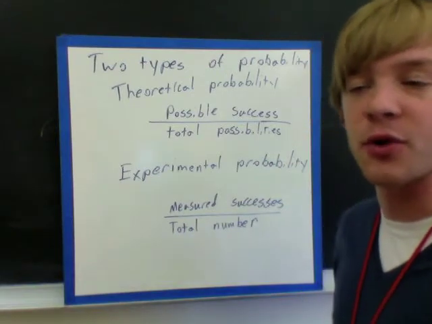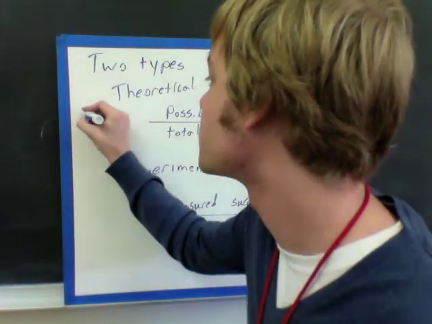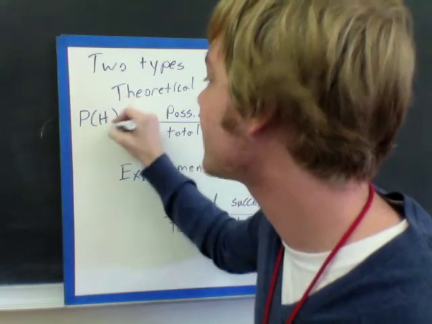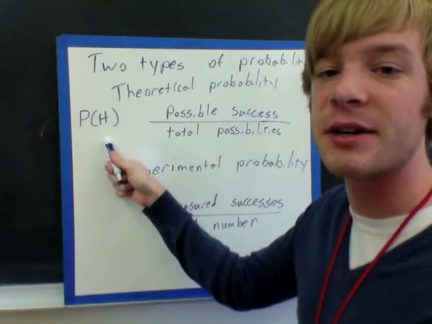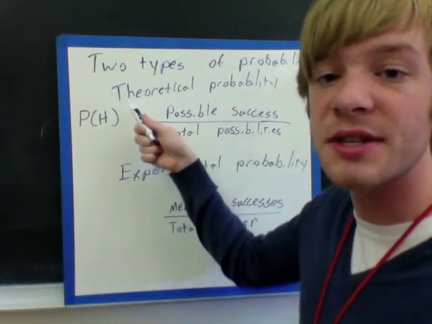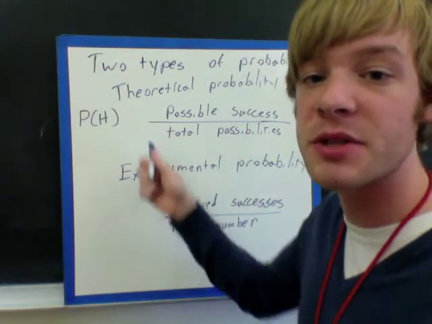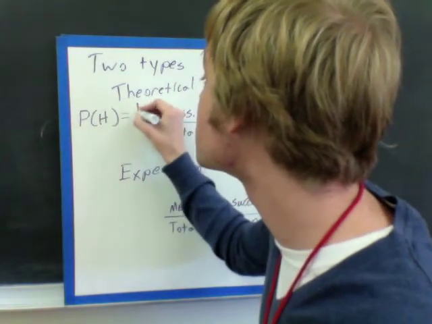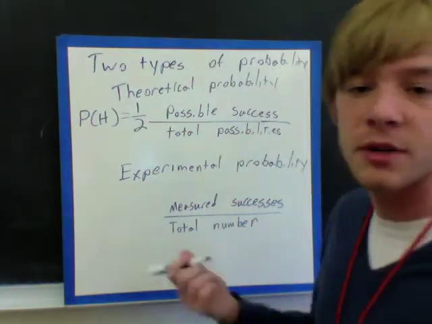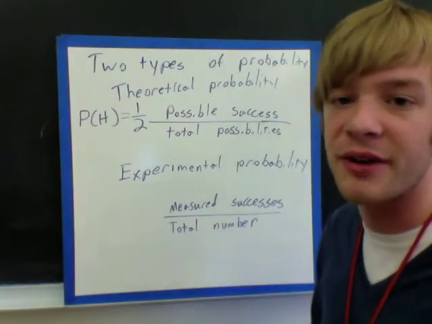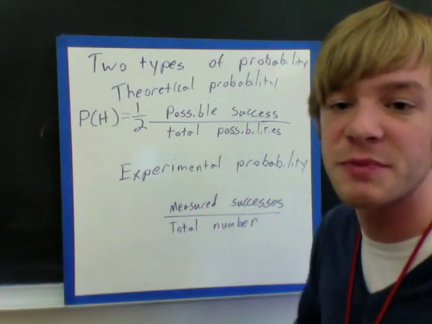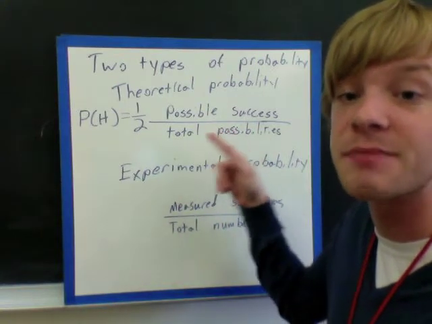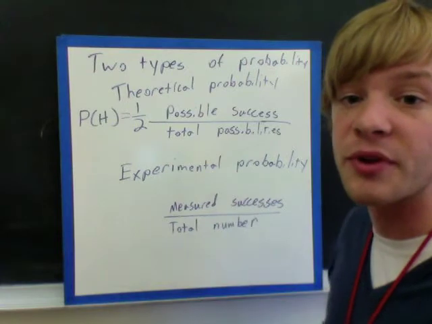Let me write that out for you. So the probability of heads here, and we said there's one success over two total possibilities, so we're going to have simply 1 over 2, or 1/2. And that's how we would write it out. The theoretical probability and experimental probability are written out the same, but we are talking about possibilities with theoretical probability.